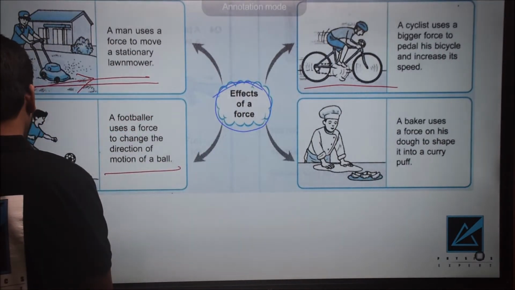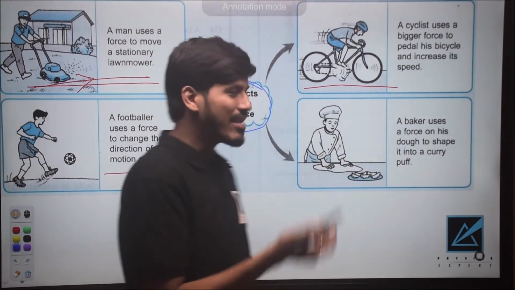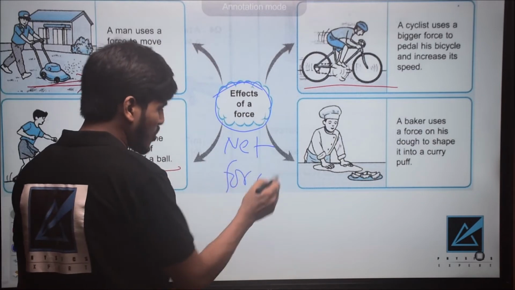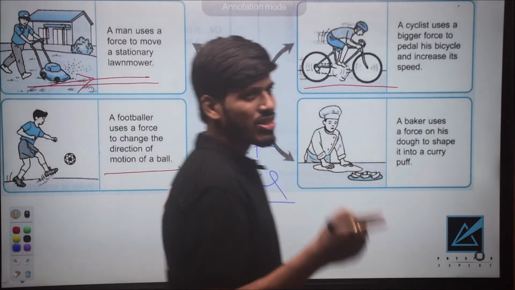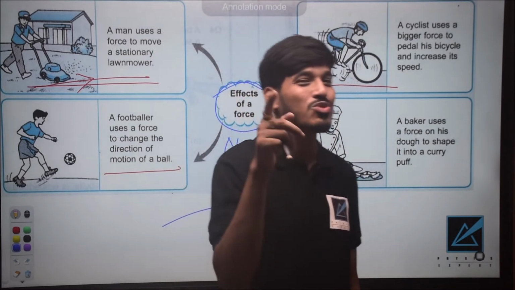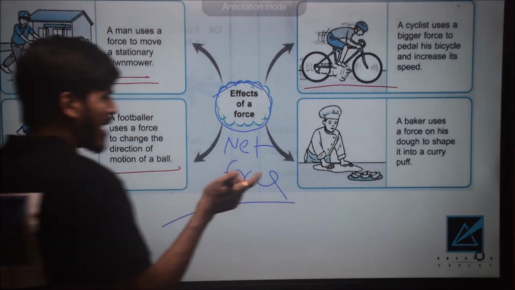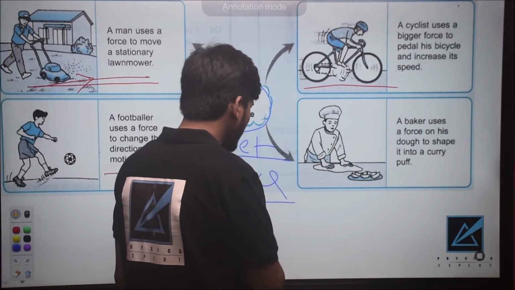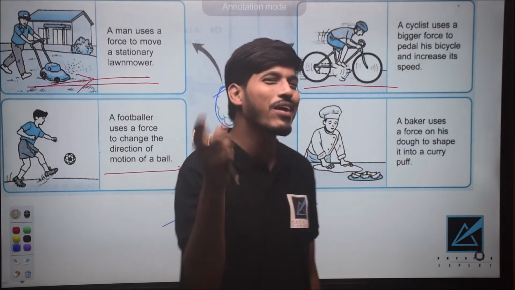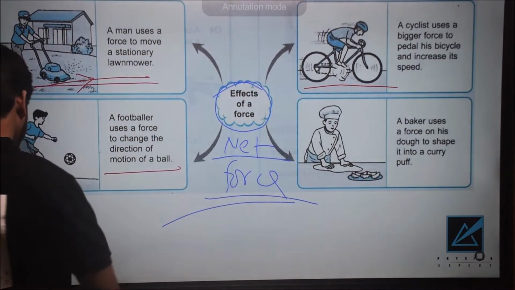Actually, the effects of force happen only when there is a net force, because only when there is a net force will there be a change. If there is no net force, there will be no change. It only tends to change, right? So try to understand, I am repeating again: if there is no net force, there is no change. Change happens only whenever there is a net force. Understand? Okay.